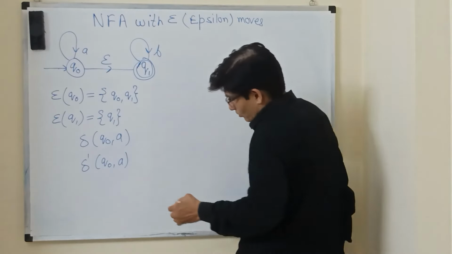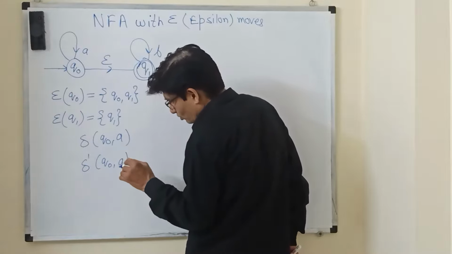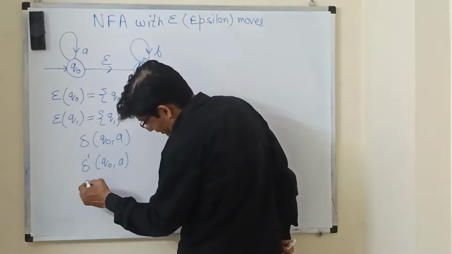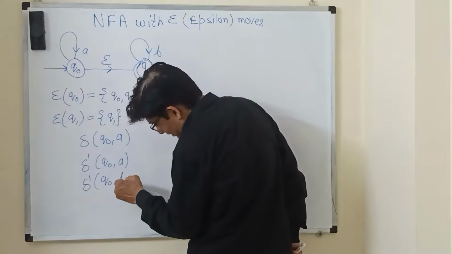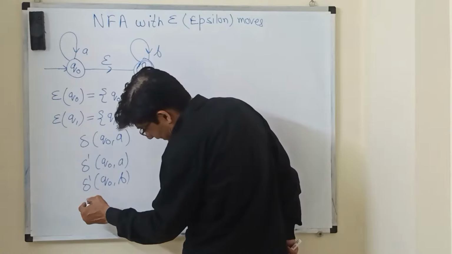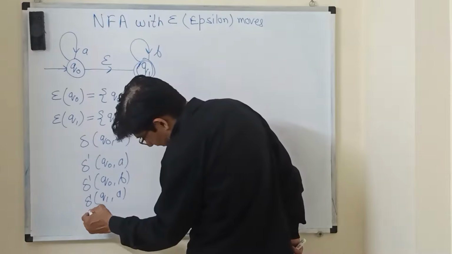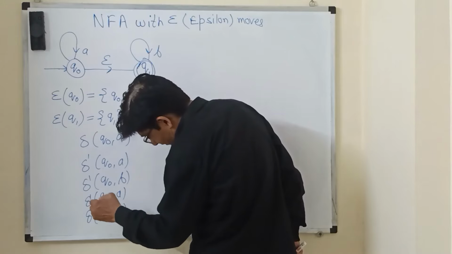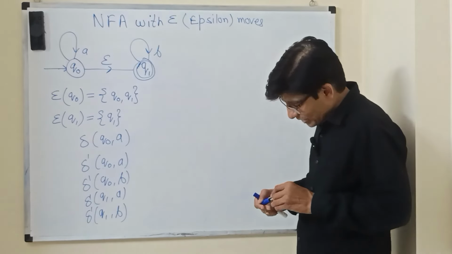So we need to take the transitions. How many transitions do we need to find out? Delta dash Q0 on A, then delta dash Q0 comma B, the B transition on Q0, and then delta dash Q1 A and delta dash Q1 on B. All these transitions belong to NFA without epsilon move.